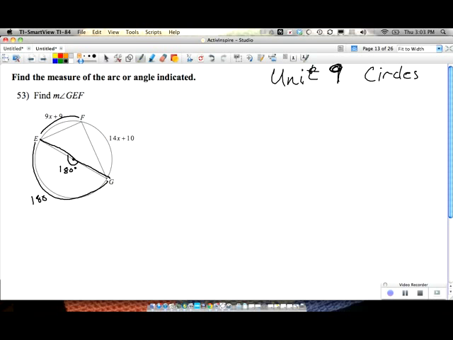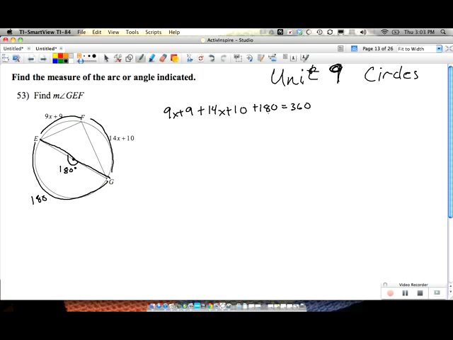So now I see something going on with these three arcs. I got this arc EF, this arc FG, and this third arc, 180. If I put all three of those together, that makes a full circle. Well, let's use that idea. 9x plus 9 plus 14x plus 10 plus 180 equals 360.